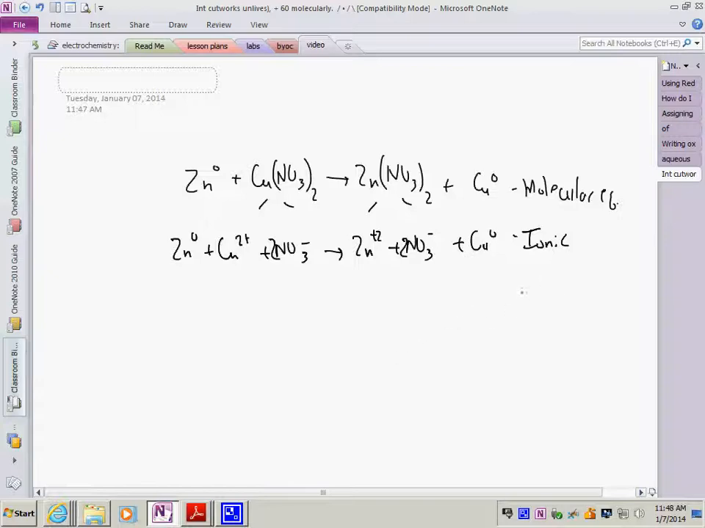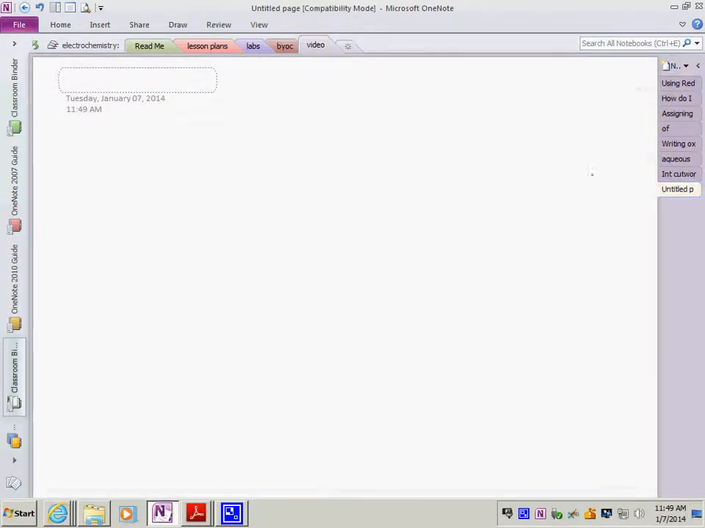But the third one is called a net ionic equation, which would remove spectators. These guys right here are spectators. So it's going to be zinc metal plus copper 2+ yields zinc 2+ plus copper metal. Okay. Molecular, ionic, net ionic. Now, balancing chemical reactions. Balancing simple chemical reactions.